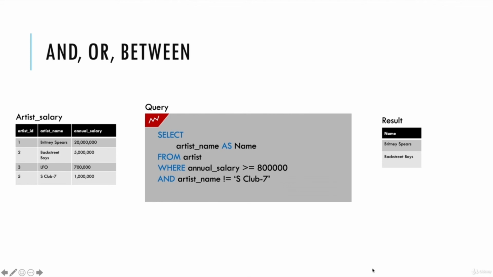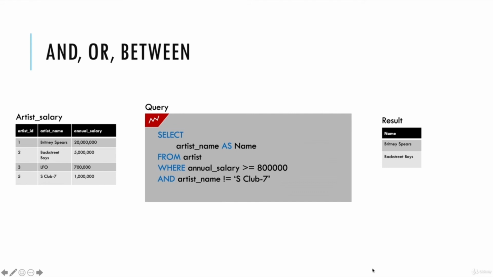Perfect. Backstreet Boys, same thing. They are $5 million, so they make more than $800,000, and their artist name is not S Club 7. LFO, their salary is not greater than $800,000, so they don't come back. We don't even make it to the second portion of the where clause. And finally, S Club 7, while their salary is greater than $800,000, the artist name is equal to S Club 7, which would result in a false, and therefore their results don't come back.